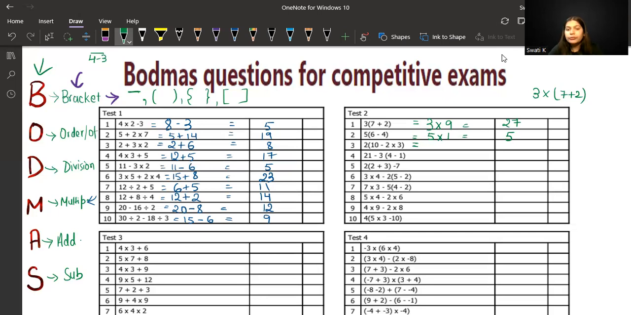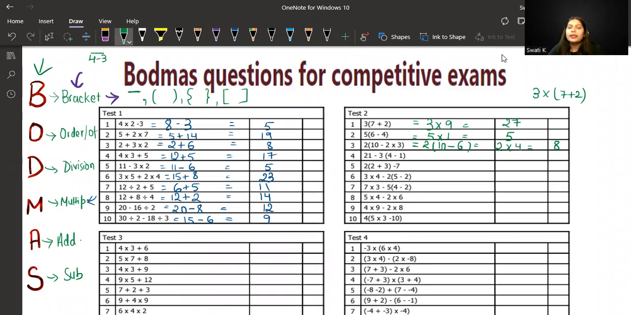Now next we have 2 times 10 minus 2 multiplied by 3, okay? So here, of course, we have to solve the bracket part first. But in bracket also we have two operations, minus and multiplication, minus and into, right? So of course we have to do the times first, the multiplication part first. So that is 10 minus 2 times 3 is 6, so that is 6. Now if you simplify this further, it will become 2 times 10 minus 6 is 4, so the answer is 8.